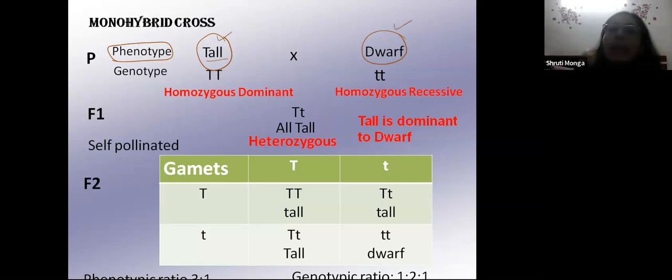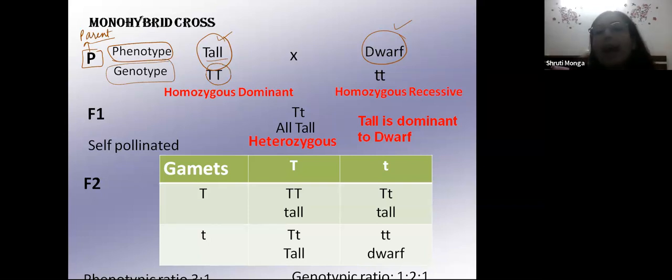And P for parent. These are the parent plants. So the phenotype is tall and dwarf, two plants. The genotype of that particular plant is capital T, capital T. So basically there is a rule in genetics.